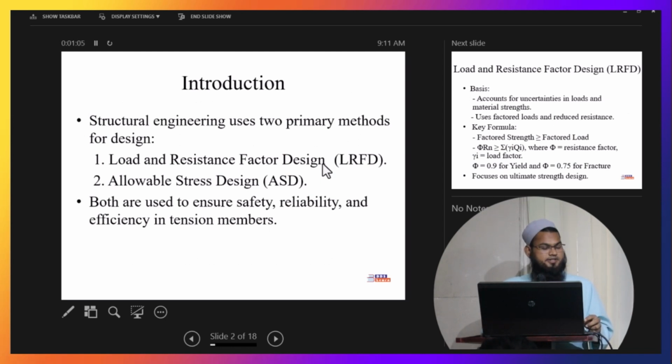Structural engineering uses two primary methods for design. Number one is Load and Resistance Factor Design, LRFD, and the other one is Allowable Stress Design, ASD. Both are used to ensure safety, reliability, and efficiency in tension members.